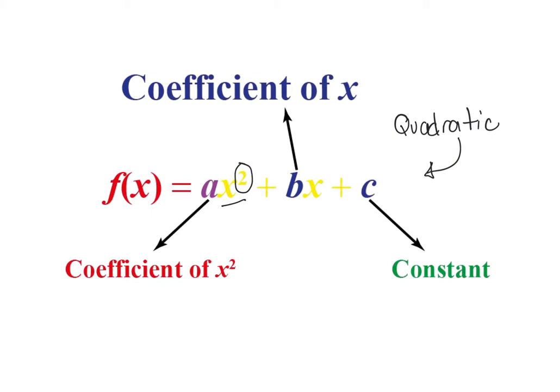The a is used to represent the number or coefficient in front of x squared, and this is also known as the leading coefficient because it's the very first coefficient you see in the polynomial. The b is used to represent the coefficient of x, and c is used to represent the constant of your polynomial.